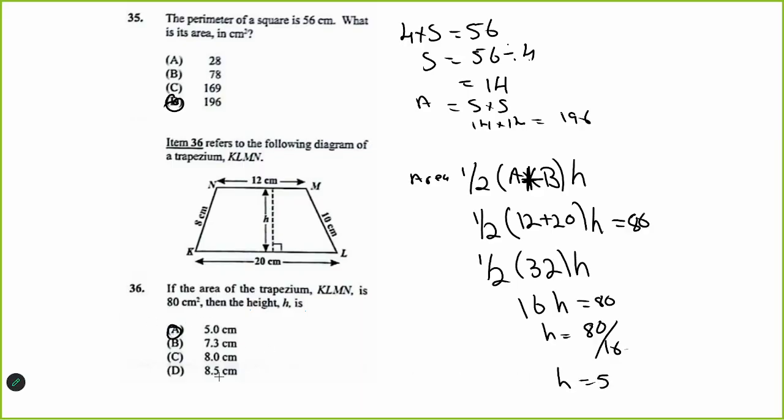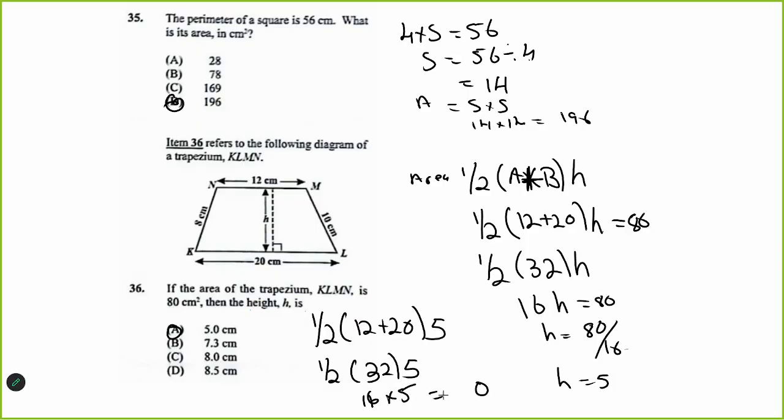Or you could have simply taken each answer and put it in this formula and see which one would give you 80, and you would get the answer. So you could have said a half times 12 plus 20 times 5. That's a half by 22 times 5, which is 11. Hold on. That's 32. A half of 32 is 16 times 5. 6 5s are 30. 1 5 is 5. That's 80. So you do get the 80. So you could have done this to get the answer rather than this whole work in here.